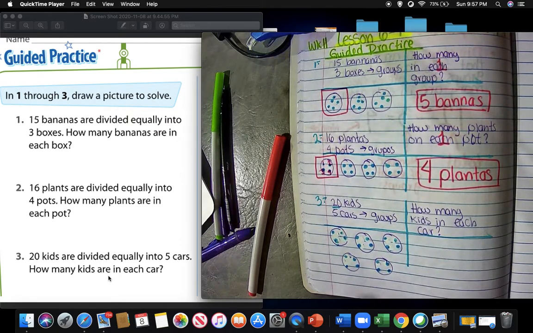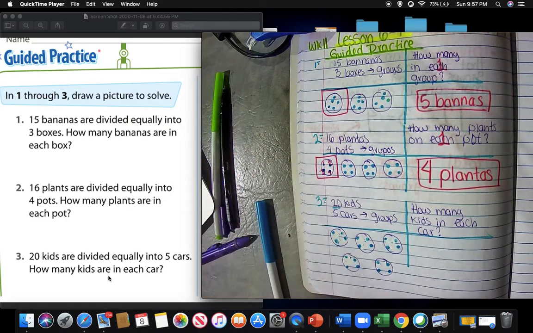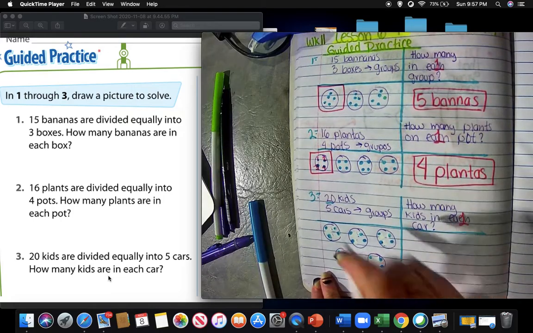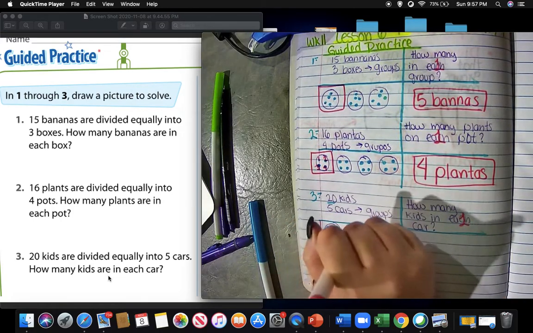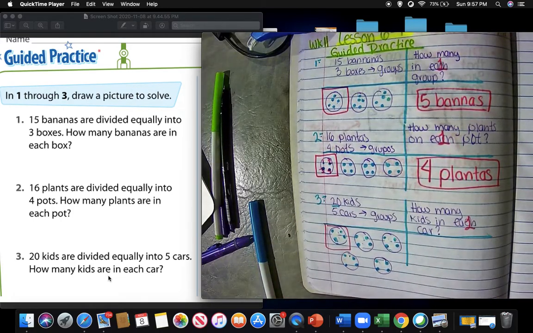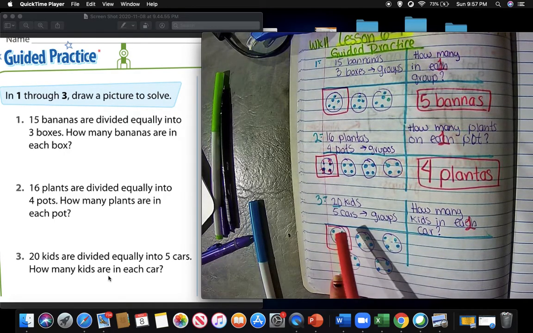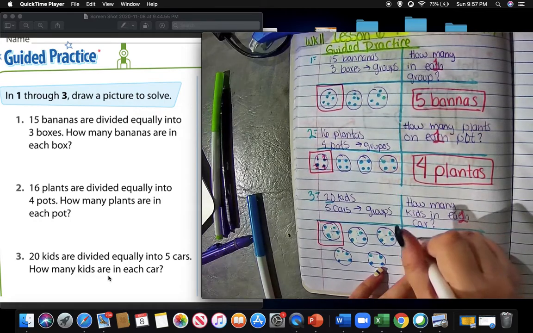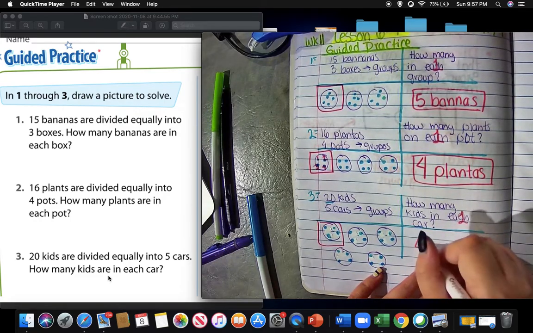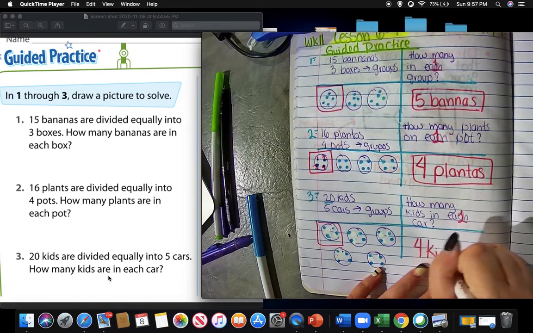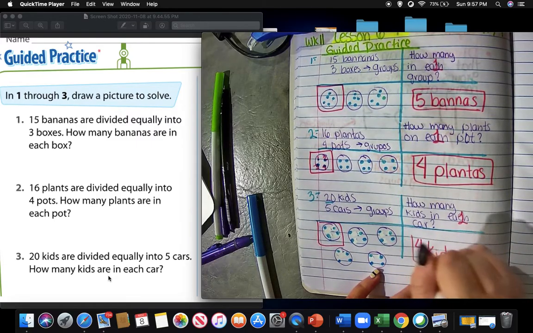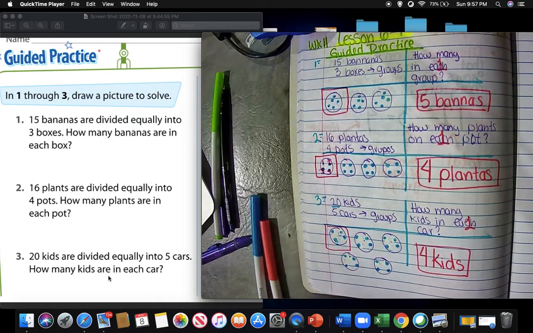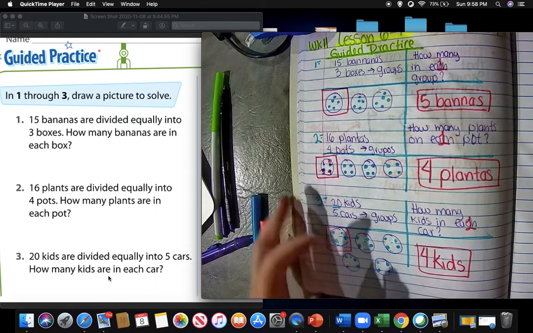So how many do I have in each group? Each means 1. So how many do I have here? That is 1, 2, 3, and 4. So I have 4, what? 4 kids on each car. If you need to stop the video up to here, you can, but I'm going to keep going.